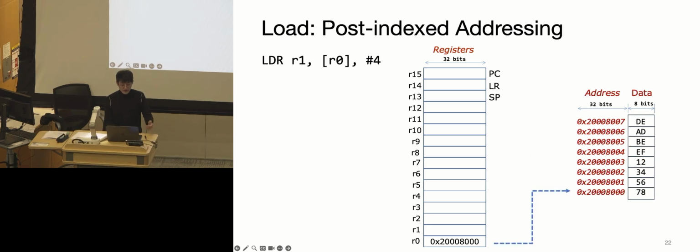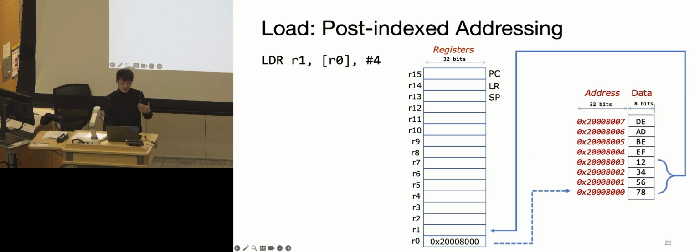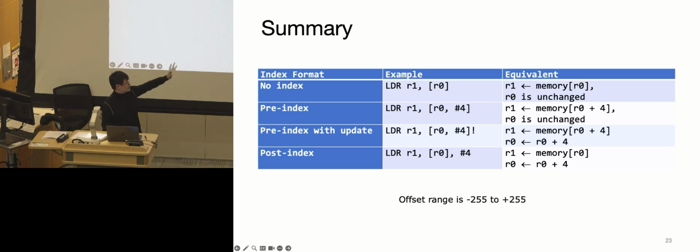And then we also have the post-indexing. In this case, it will still look at the same address that's stored inside R0, go to the memory, pick the corresponding content, load it back, and then add 4 after this is finished. So this is post-indexed addressing. And this is a very useful summary that you can just memorize. Any questions on this?